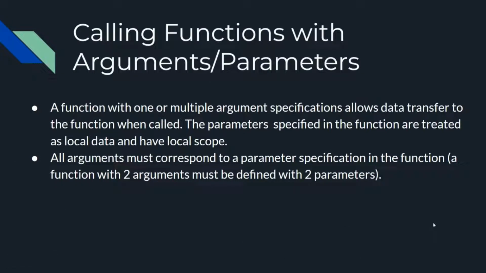A function defined with one or more parameter specifications allows data transfer to the function when called. The parameters specified in the function definition are treated as local data, which means they have local scope. The data values used when calling these functions are known as arguments. Every argument in a function call must correspond to a parameter specification in the function definition. A function that is called with two arguments must be defined with two parameters.